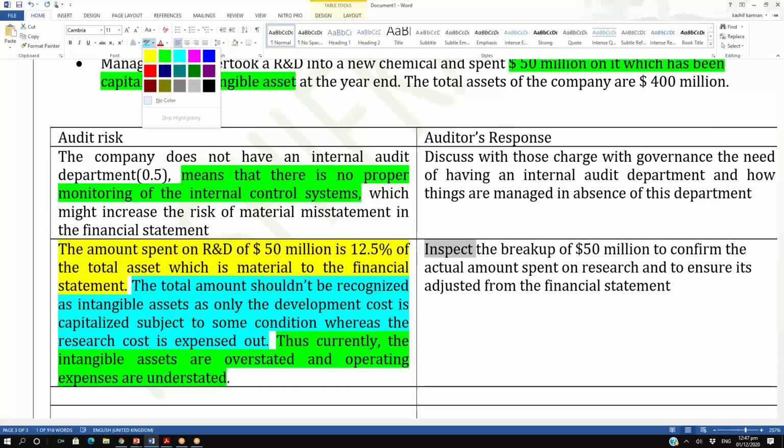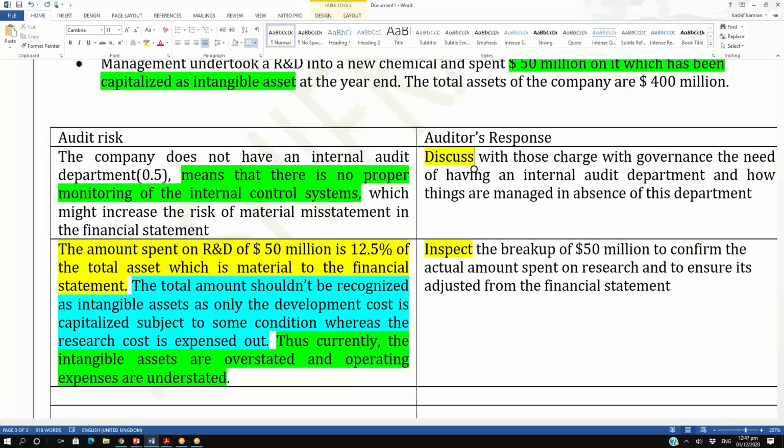So my response has to start with an action: inspect, discuss. Again, the same rules, right? Same rules you learn in substantive procedure, ASP. So please ensure when you're writing audit risk, it is such a core topic. When you're writing audit risk, please ensure how you write it.